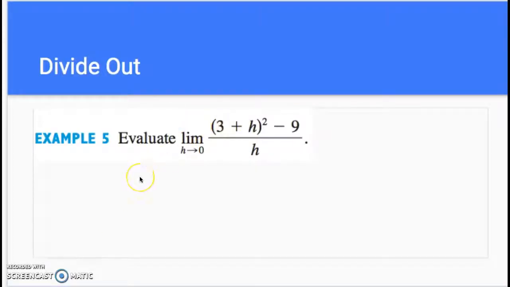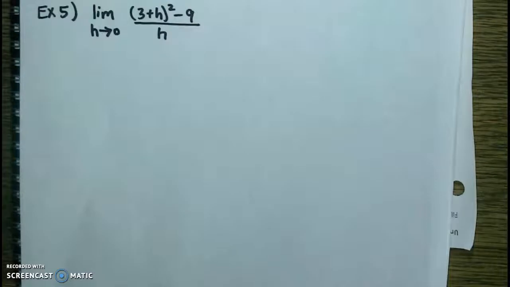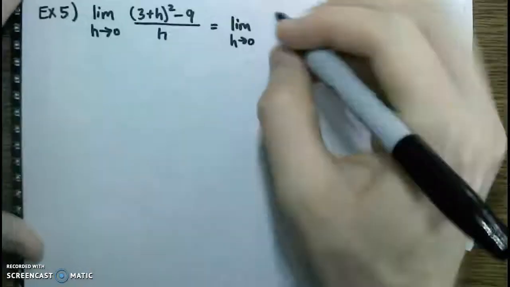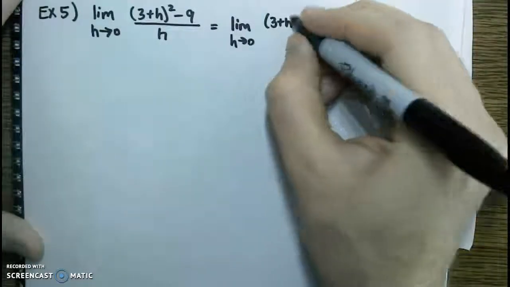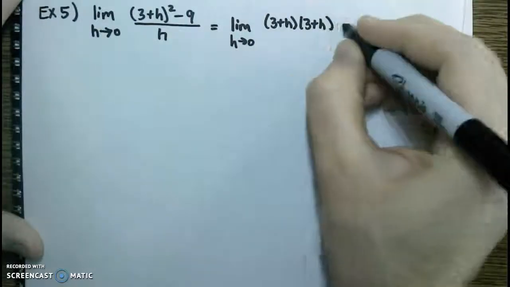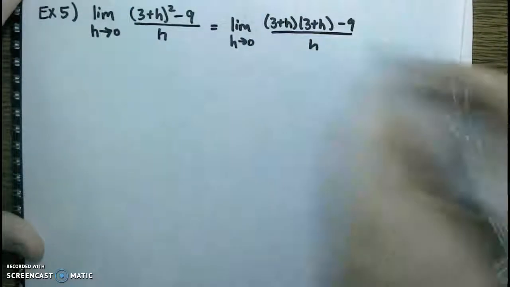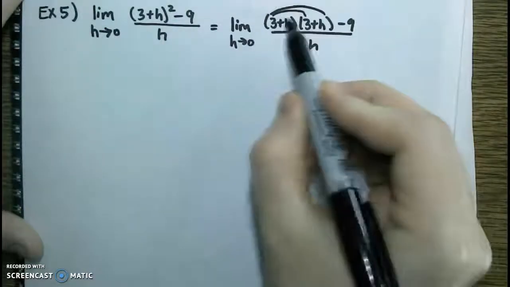Example 5, if you want to go ahead and try to evaluate it on your own, pause the video. Otherwise, if we plug in 0, we end up getting 0 divided by 0 again, which is an issue, and we want to try to do everything we can algebraically to simplify this to something we can actually plug in 0 to. So let's try that. On top, it looks like we can FOIL that parentheses, so we're going to split it into two parentheses. And then go ahead and FOIL.